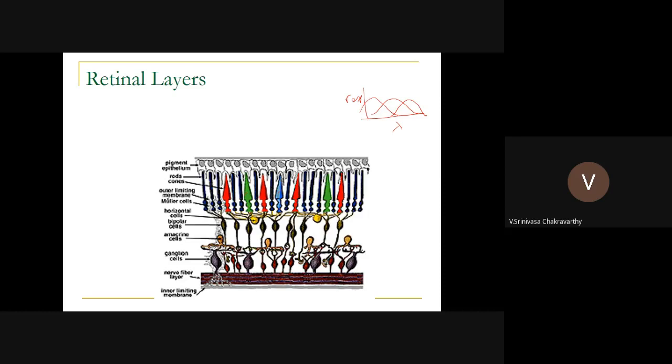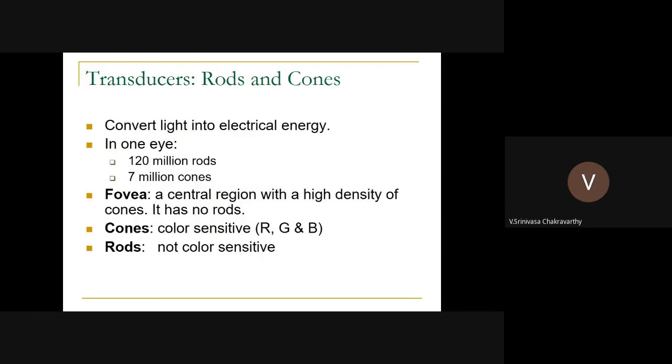The rods are the straight structures which are not color sensitive. They have basically a flatter response property. And here again, in each eye you have 120 million rods and 7 million cones. The fovea is the central region where there is a high density of cones but no rods. Cones are color sensitive, rods are not color sensitive.